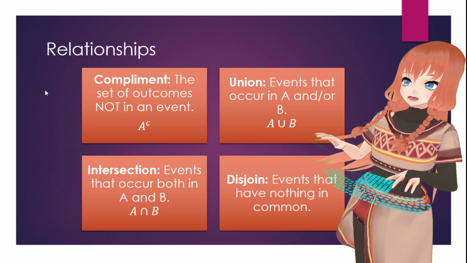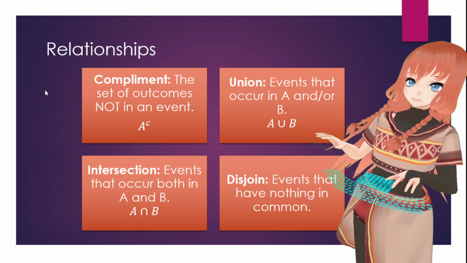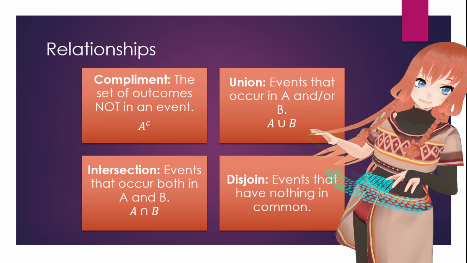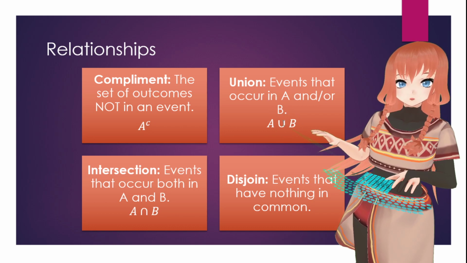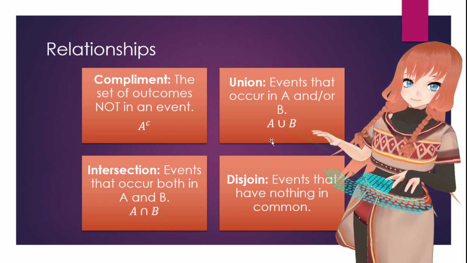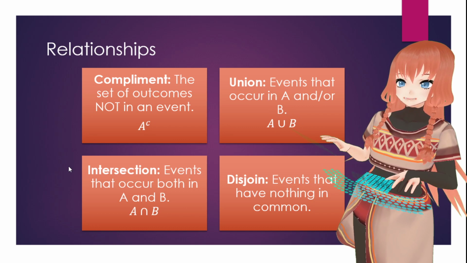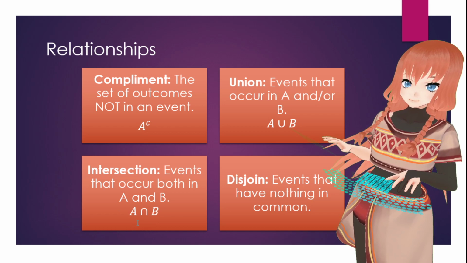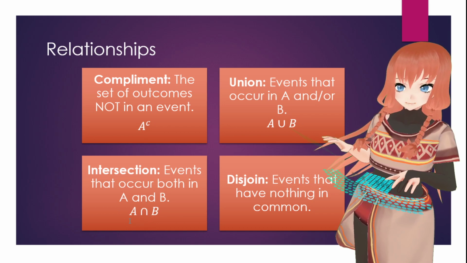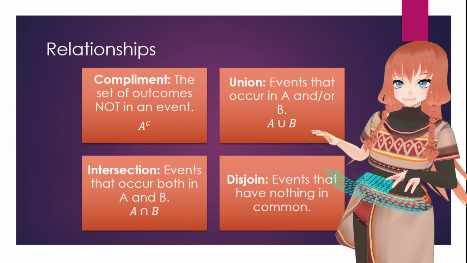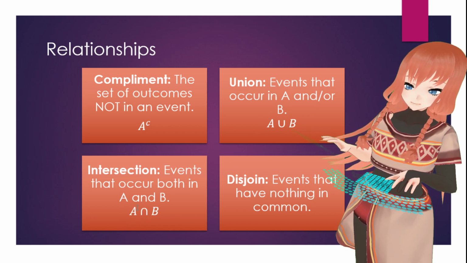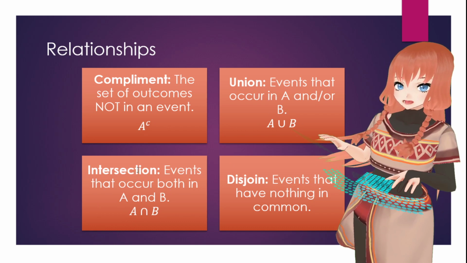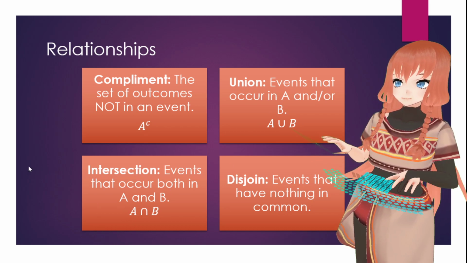The union are events that occur in A and/or B. You can see this little U symbol here. It's kind of like a U without the little extra straight line. The intersection are the events that occur in both A and B. It's written with this sort of N looking symbol here. I like to think of it as union looks like a U and intersection looks like an N for the N in intersection. And disjoint events are events that have nothing in common.